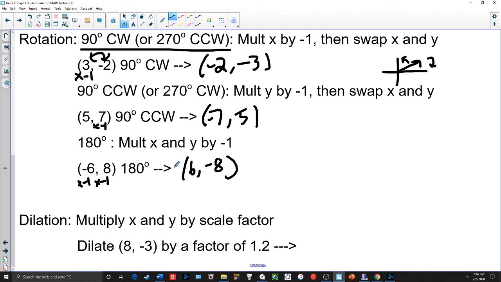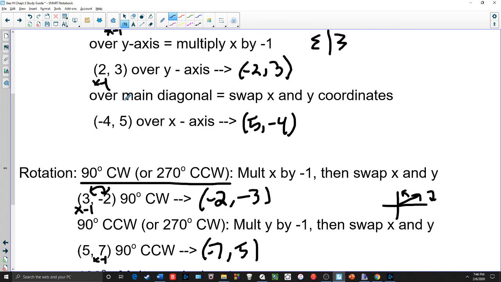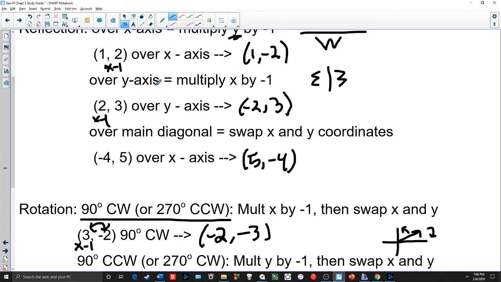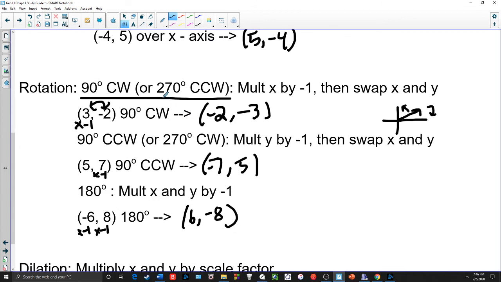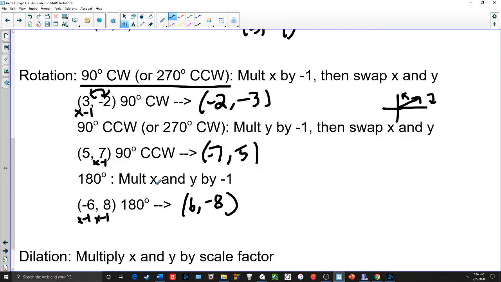So people often forget about the fact that a 180-degree rotation and a main diagonal reflection are the oddballs in their group. So for reflections, everything deals with multiplying by -1, except for the main diagonal, which only deals with swapping. For rotation, everything hinges upon multiplying by -1 and then swapping, whereas 180 is simply multiply both by -1 and don't swap. So 180-degree rotation and main diagonal reflection are the ones that you want to be careful of because they are the most commonly missed.